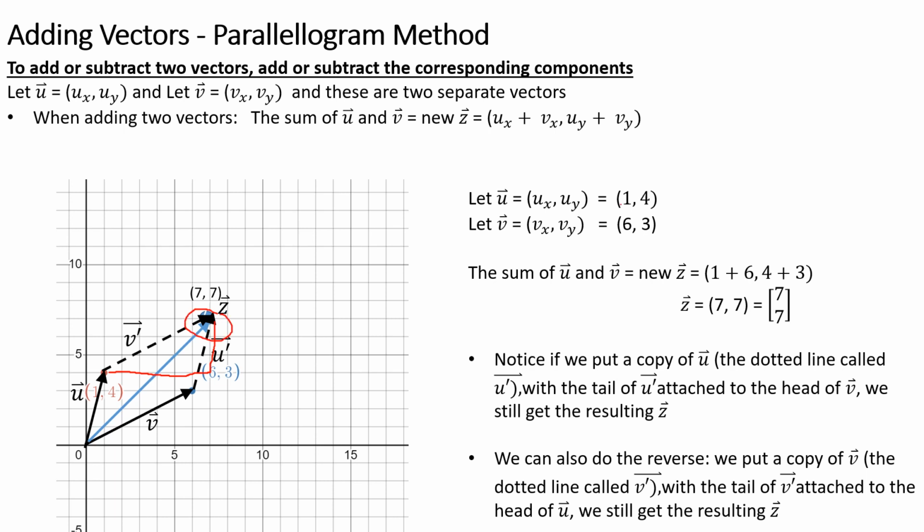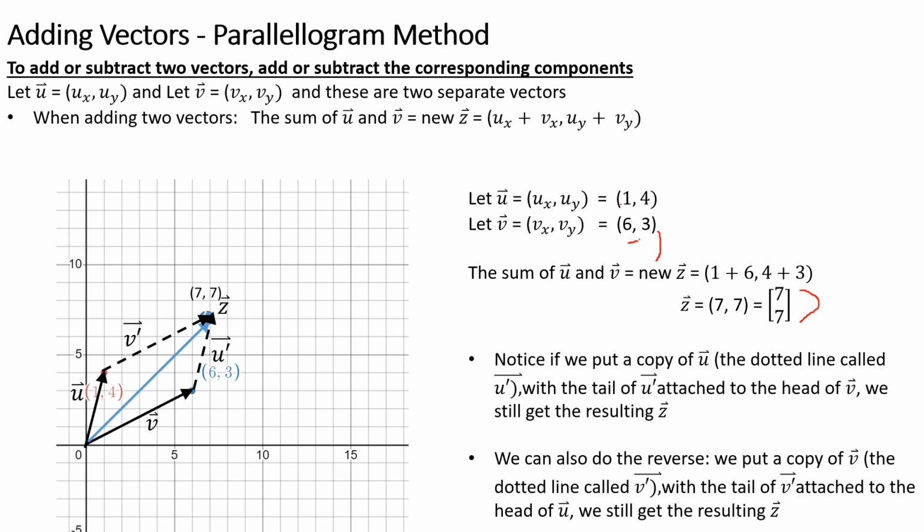No different if I add these two together. 1 plus 6 is 7. 4 plus 3 is 7. So we can physically prove this on a graph as well as mathematically add together. And again, columnar format, that would also be 7, 7. And by the way, we could also go in the reverse situation. Let me erase what I've written over here.